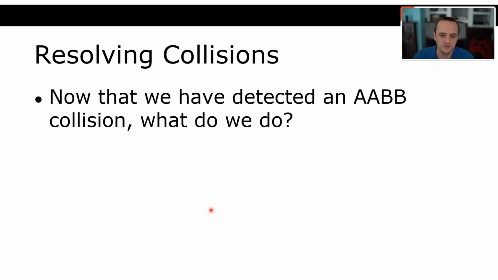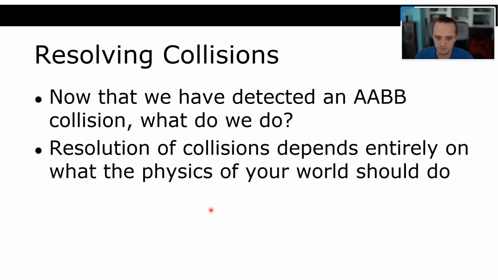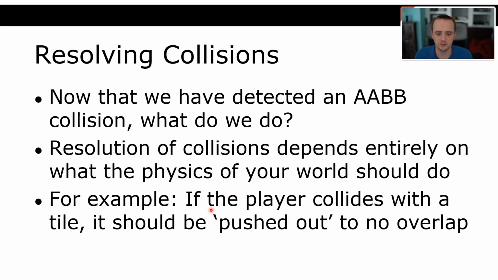So like I said, now that we've detected the AABB collision, what do we actually do? The answer to this is it depends, right? The resolution of collisions depends entirely on what the physics of my game world should do. For example, if the player collides with a tile, maybe we want to make it so that the player cannot enter the tile, right? So maybe if it enters the tile, we want it to be pushed out so that it's no longer inside the tile.